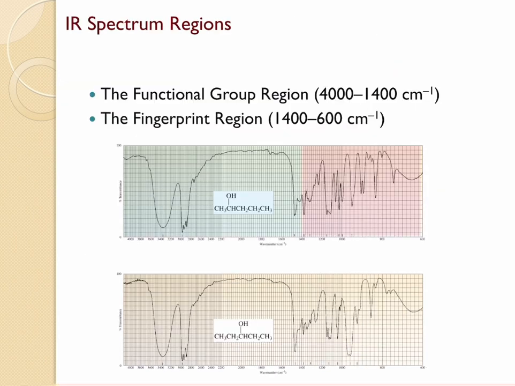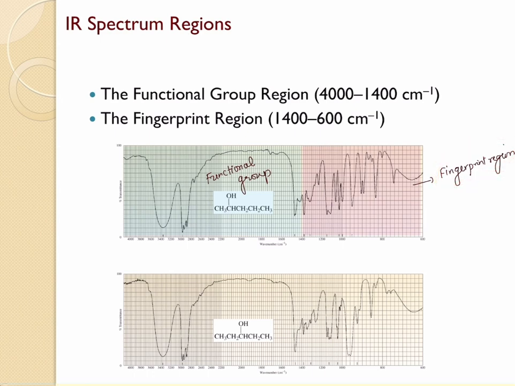IR spectrum. The IR spectrum is divided into two different regions. One is the functional group region and the other one is the fingerprint region. The functional group region is between 4000 to 1400 centimeter inverse and the fingerprint region is between 1400 to 600 centimeter inverse. This one right here is the functional group region where most of the functional groups are going to show up. This one right here is the fingerprint region.